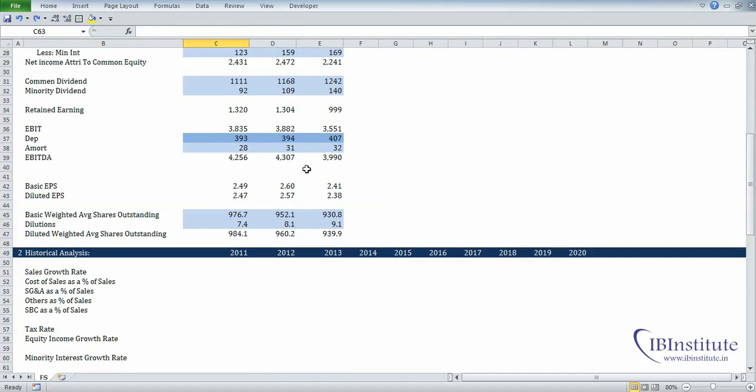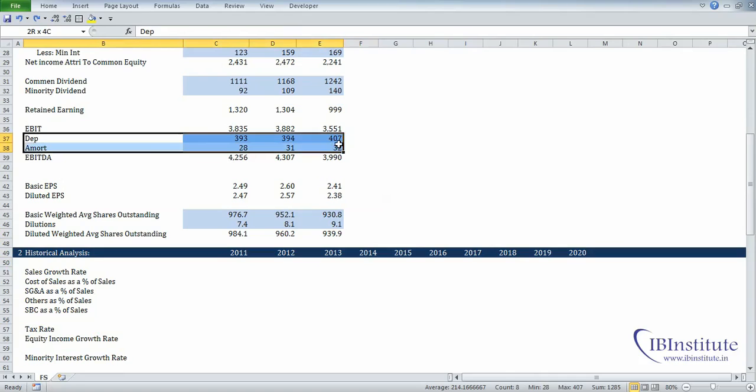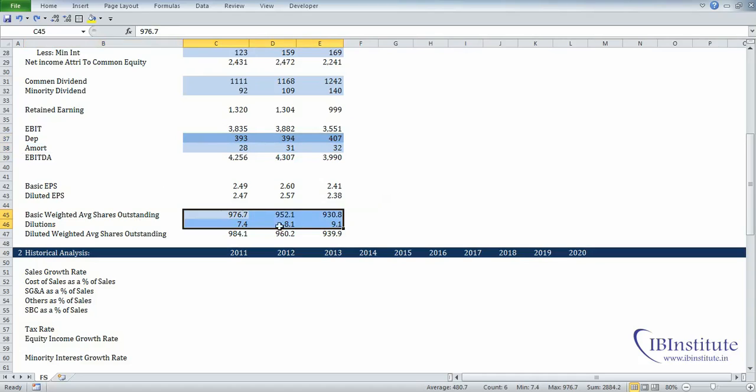After minority, we have depreciation and amortization. We will talk about depreciation and amortization in a separate video. And then we have to calculate basic EPS and diluted EPS based on weighted average shares. That calculation we will understand in a separate discussion.